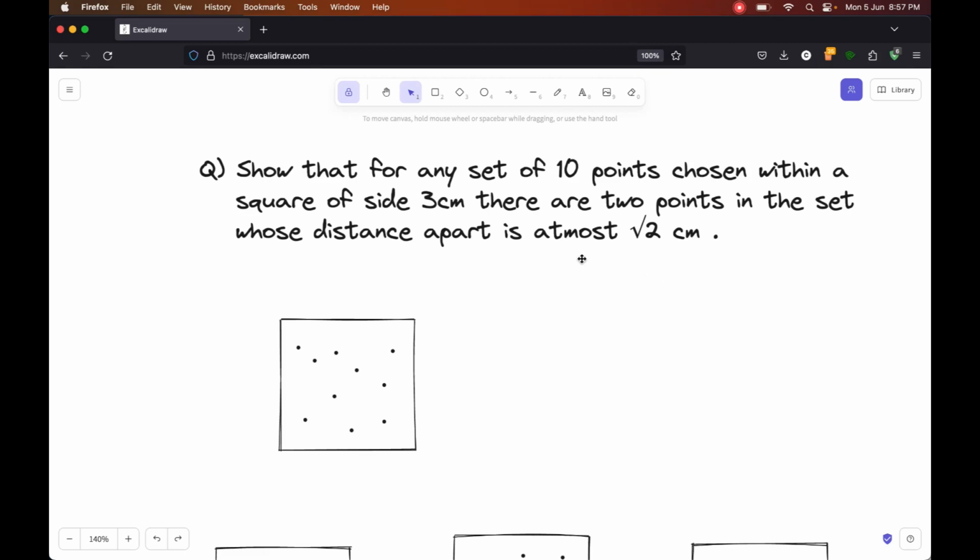Hi guys, today let's solve one of the famous interview questions. Show that for any set of 10 points chosen within a square of side 3 centimeters, there are 2 points in the set whose distance apart is at most root 2 centimeters.